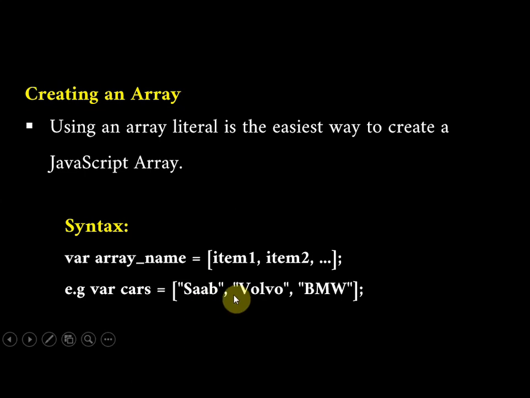You keep a comma and a space between each car name. For example, here three different car names are given, and then you complete the square bracket. This way you can store multiple names or items under one variable.